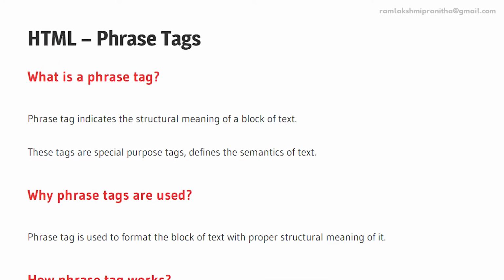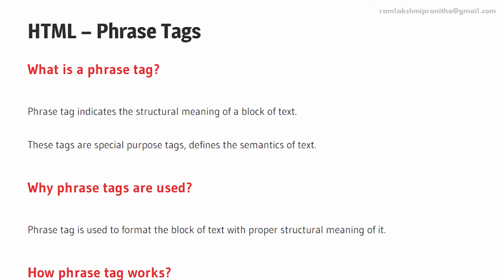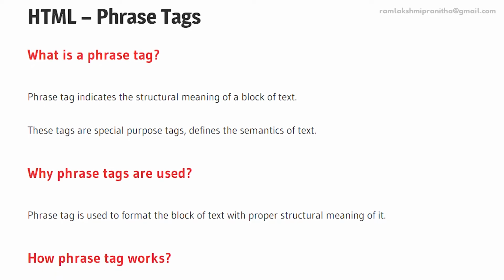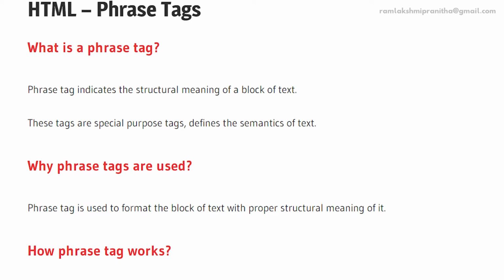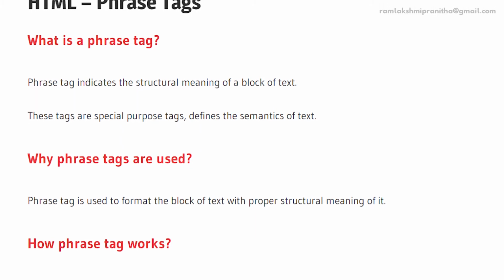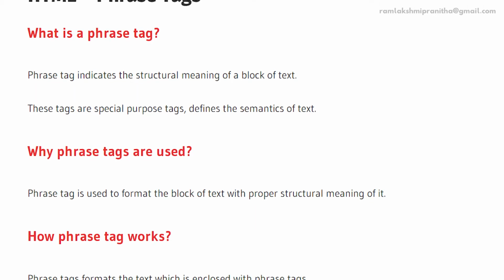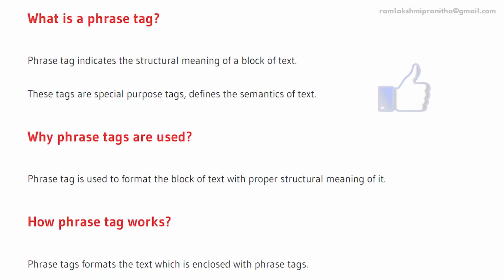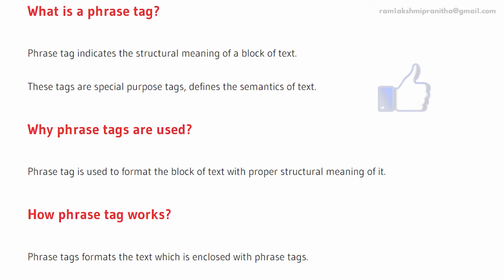HTML phrase tags. What is a phrase tag? A phrase tag indicates the structural meaning of a block of text. These tags are special-purpose tags, defining the semantics of text. Why are phrase tags used? A phrase tag is used to format a block of text with its proper structural meaning.